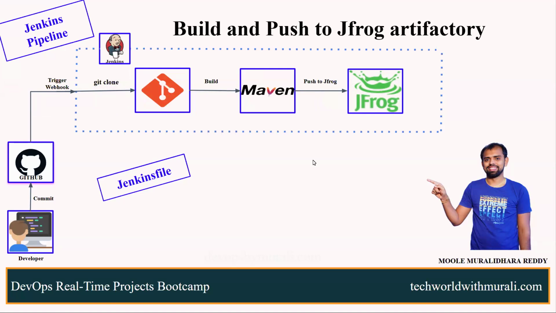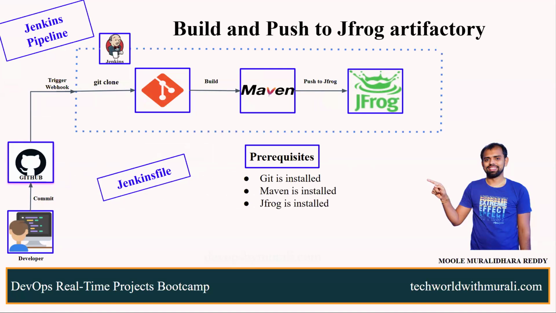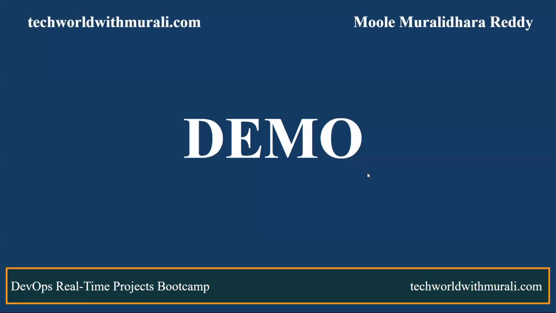Okay. Clear, right? Now, coming to the prerequisites. First we need to install the Git plugin, the Maven plugin, and also the JFrog plugin, and you also have to install Jenkins as well. Everything we can see step by step. Fine. Let's see the demo so that you will get some idea.